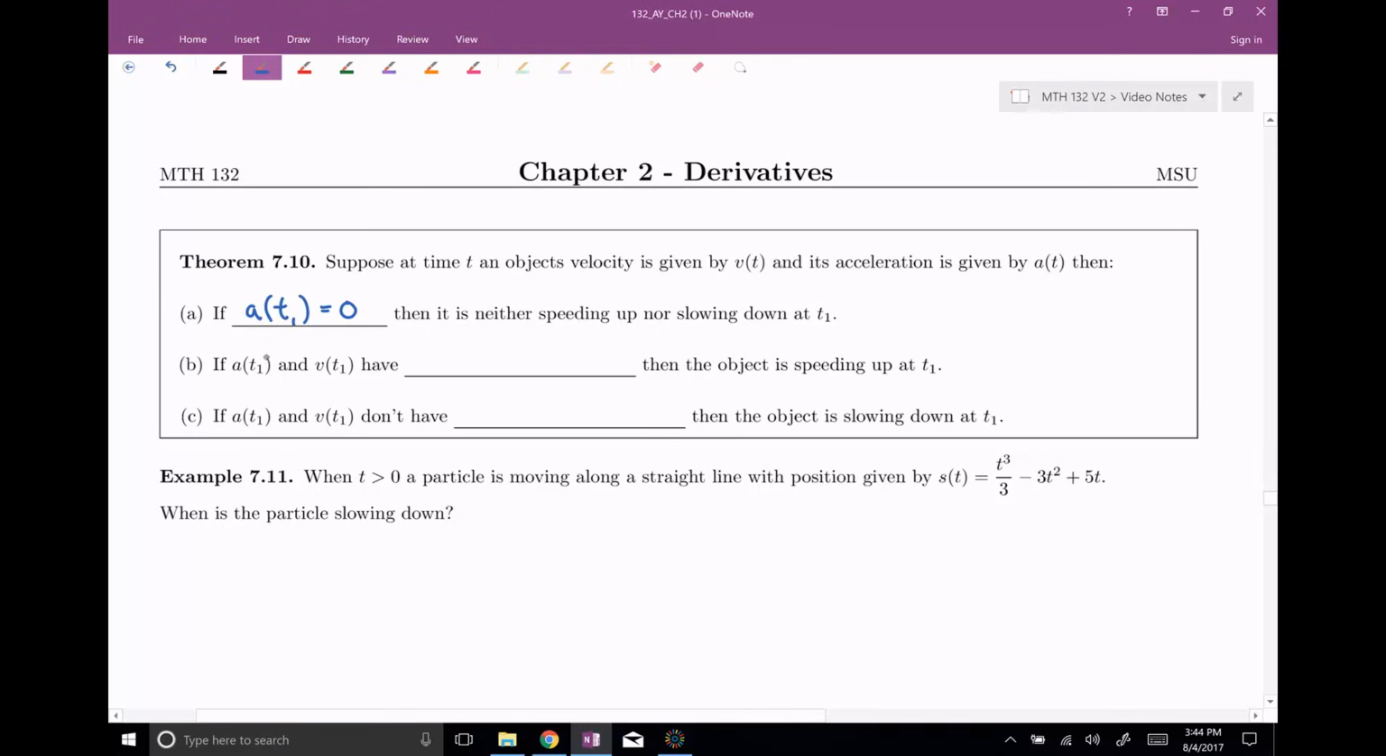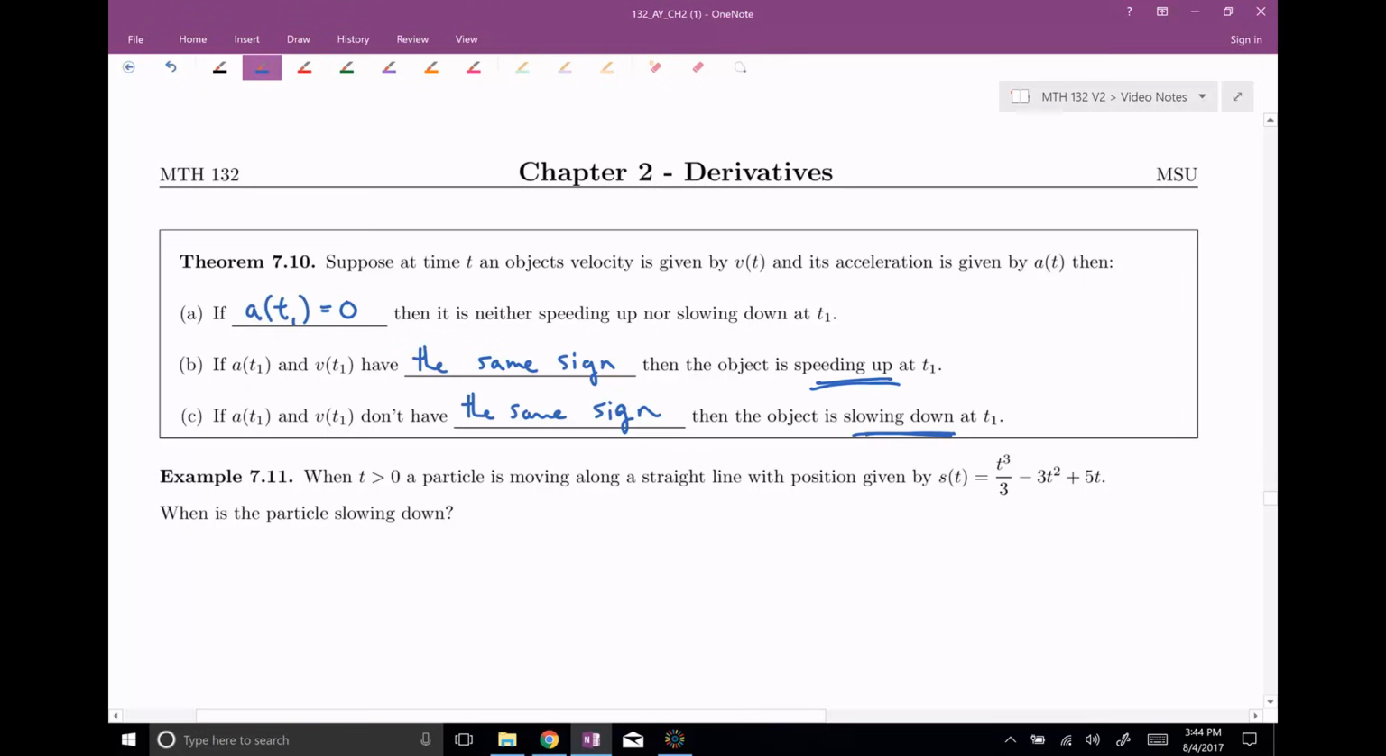However, if the acceleration and the velocity have the same sign, that is, they're either both positive or both negative, at some time t1, then the object is speeding up. If, however, the acceleration and the velocity don't have the same sign, so they have different signs, one's negative, one's positive, then the object is slowing down at this time.